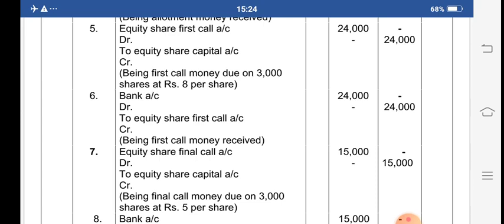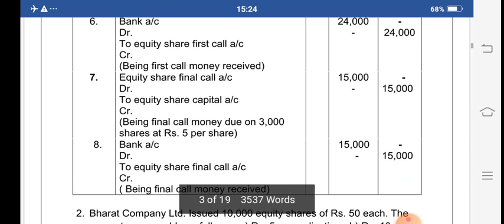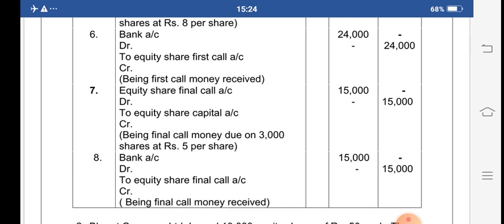Next, the last one, for the D purpose, entry number 7: equity share final call account debit rupees 15,000 to equity share capital account credit rupees 15,000. The narration will be: being final call money due on 3000 shares at rupees 5 per share. For each share they are receiving rupees 5, so 3000 into 5 will be 15,000. Now they are going to receive this 15,000.